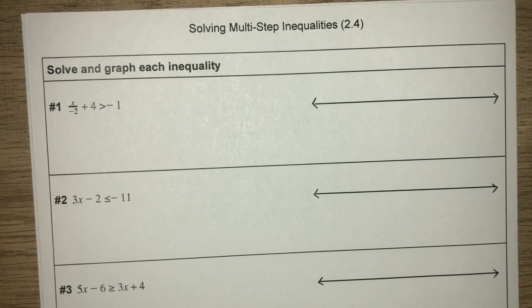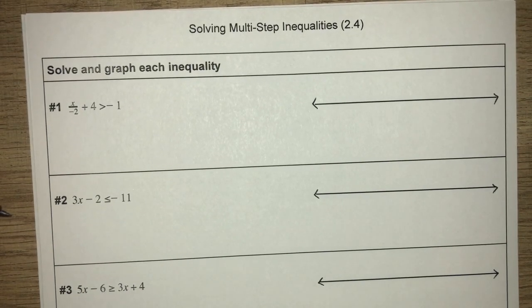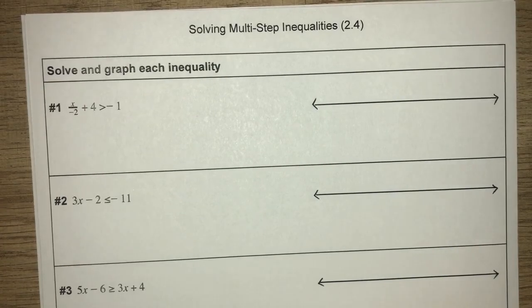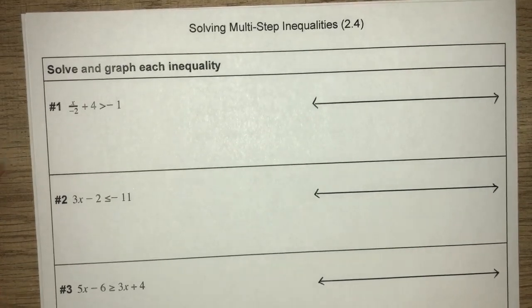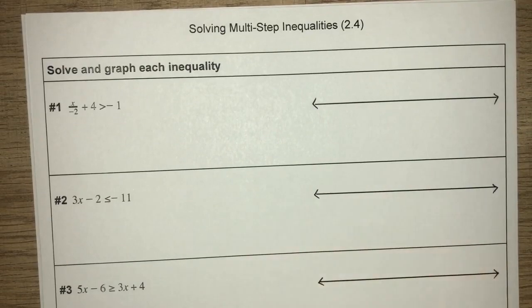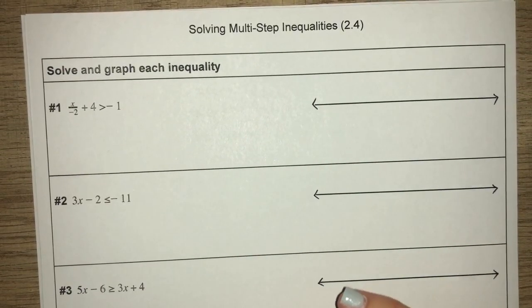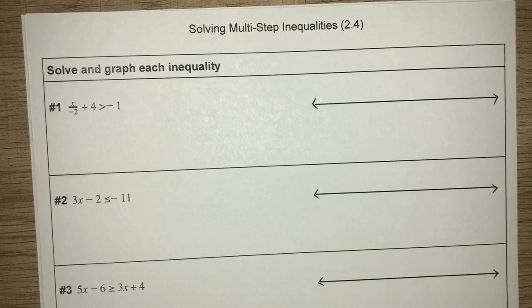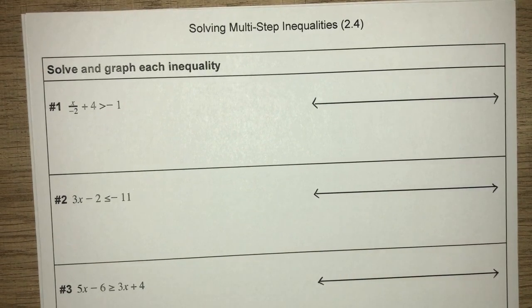So the next section is solving multi-step inequalities, which in your textbook is section 2.4. So we're going to solve and graph these 5 inequalities. They're all multi-step, but the cool thing about inequalities is that you solve them pretty much in the same way that you solve equations. So lots of the things that we do to solve equations will carry over to inequalities.